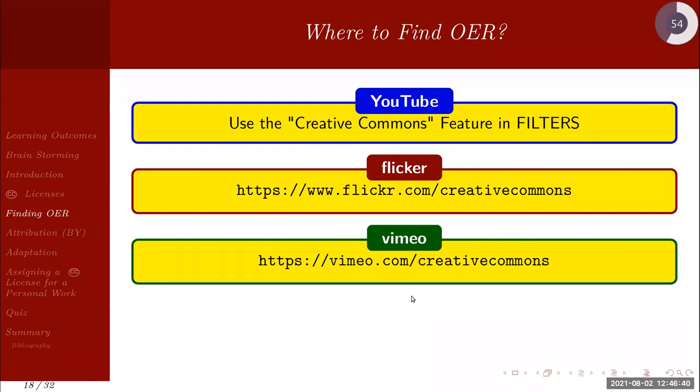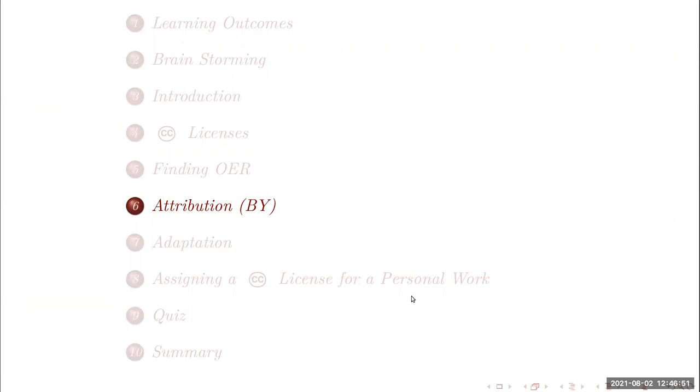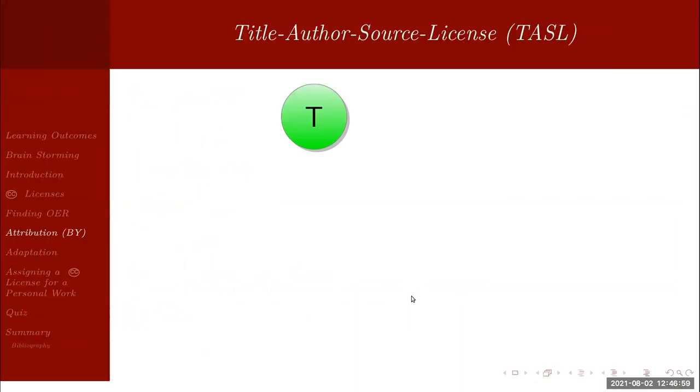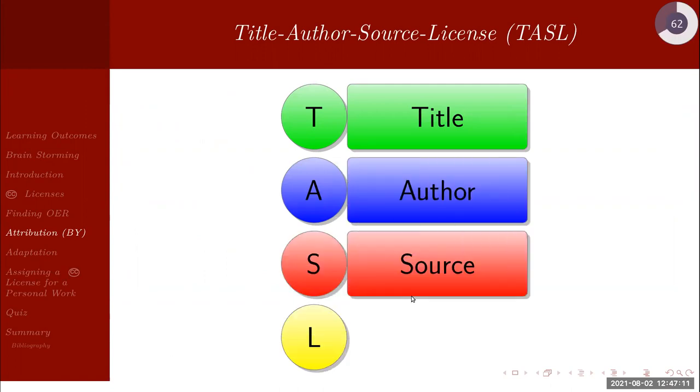So you know what the CC licenses are, and you know how to find OER now. When you download, you need to attribute. Attribution is a must, that is your BY. So how to attribute? Remember TASL. T means title, A author, S source, and L license. Actually, it should be license rather than link. And in that license, it can have a link as well. Usually we give the link of the license as well. So remember, this should actually be the license.